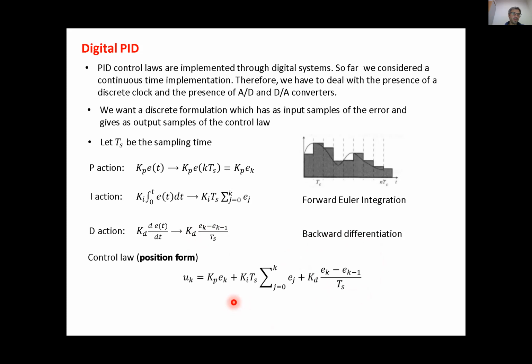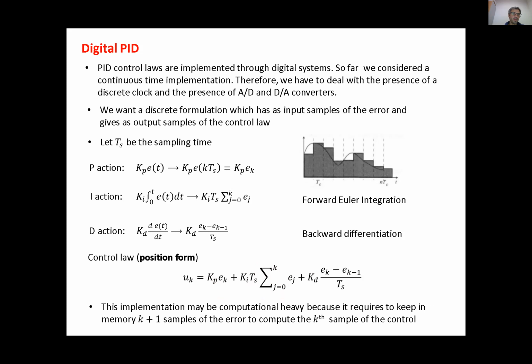And putting everything together, we get the digital implementation of this PID. And we see here that we have derivative action, integral action, and proportional action. And we still have the same problem we saw in the averaging filter, that you need to keep in memory all the samples to compute the integral.